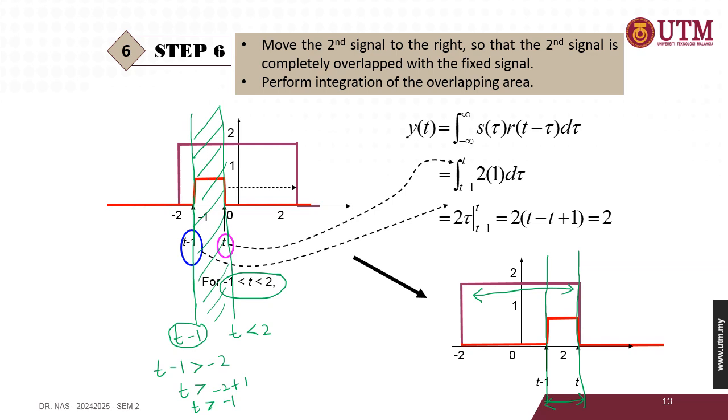So now you do the integration. In this case, the range of t in which the two signals overlap is from t minus 1 to t. For the first signal, s tau, it is constant 2 within the overlapping area. And for the second signal, r t minus tau, it is constant 1 within the overlapping area. So for t less than 2 and larger than minus 1, y t is equal to 2.